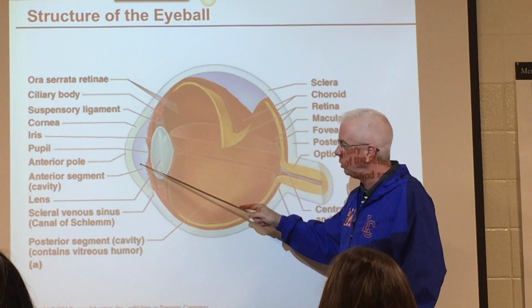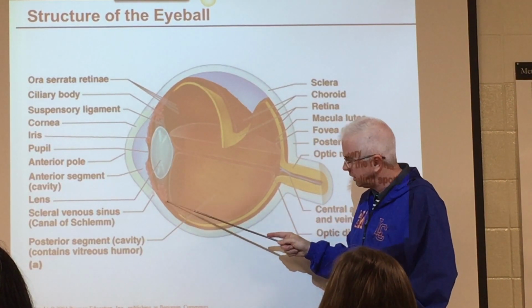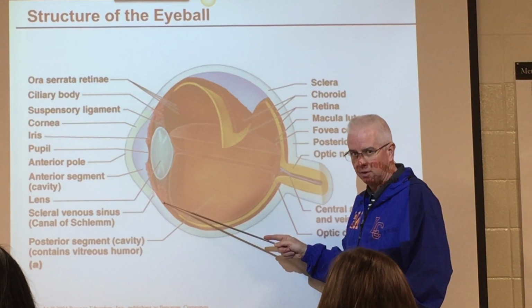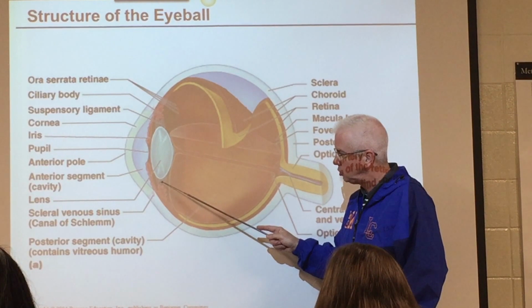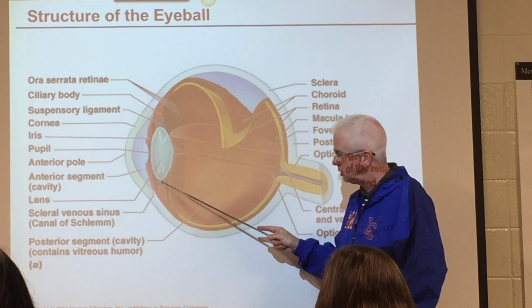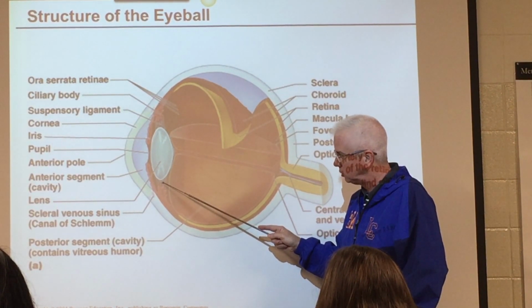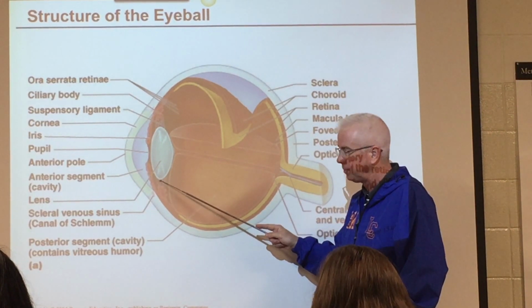And I also want to review with you very briefly the movement of this fluid and where it comes from. This fluid is called aqueous humor. It is produced in the middle layer of the eye. Remember, the ciliary body produces this fluid, releases it into the chamber called the posterior segment or posterior chamber of the anterior cavity.